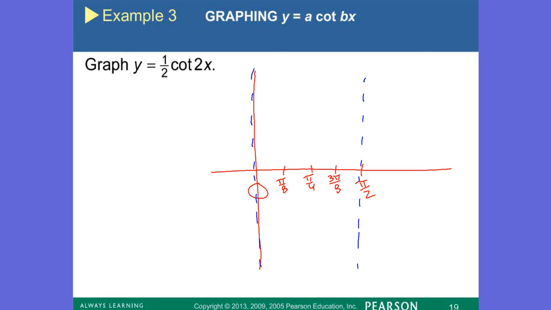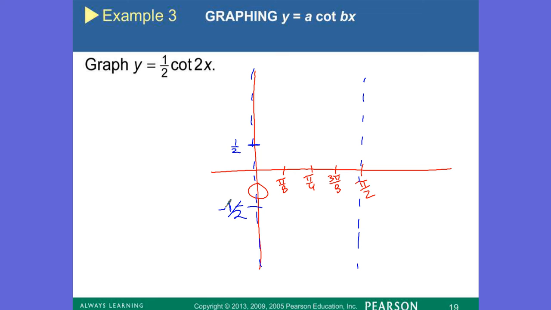Now, for this problem right here, it is a cotangent, right? What is my amplitude? 1/2. So that means it's going to go up 1/2 and down 1/2, negative 1/2. So I'm going to mark my 1/2 here and a 1/2 here. And that's where cotangent starts, right?